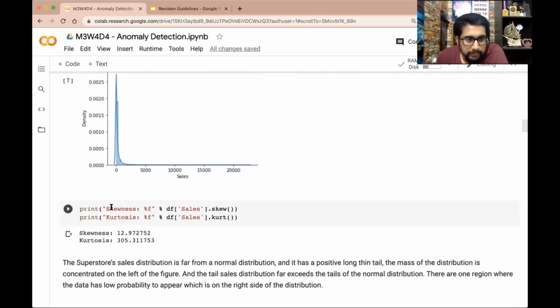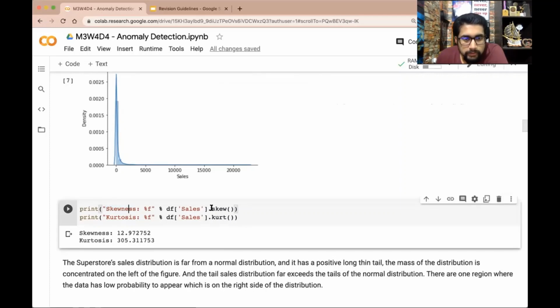If I just calculate the skewness of this data set, it comes out to be around 12.9, which is a positive value. So this is a positively skewed data set. If you remember the skewness definition, if it has a very long tail on the right side, it's said to be positively skewed. And if you calculate the skewness value of this distribution, it will be positive.